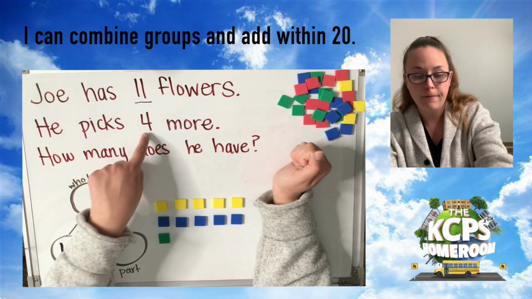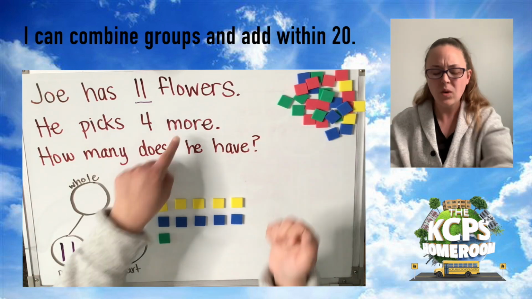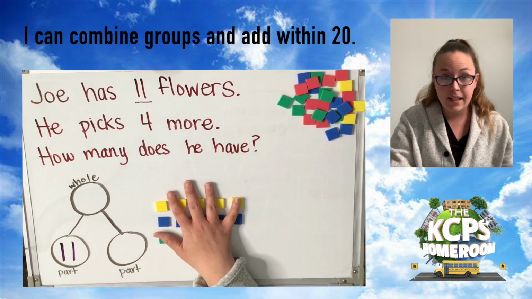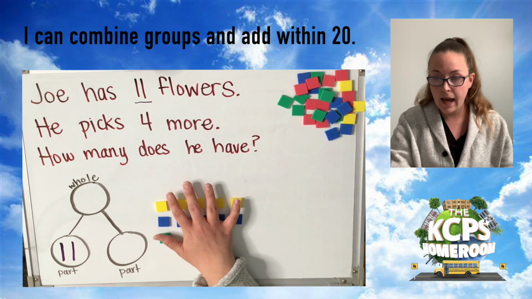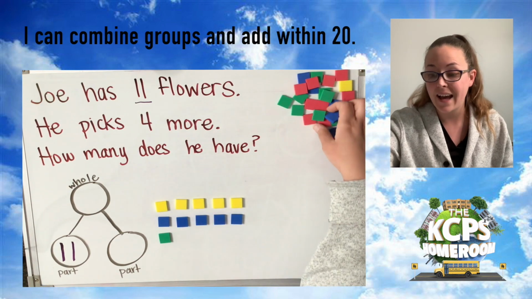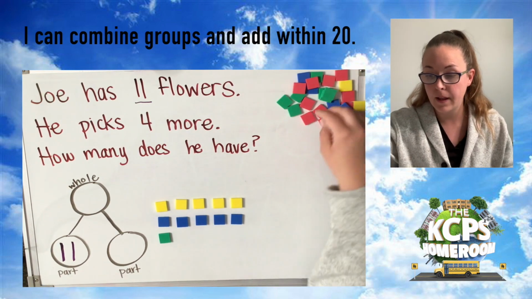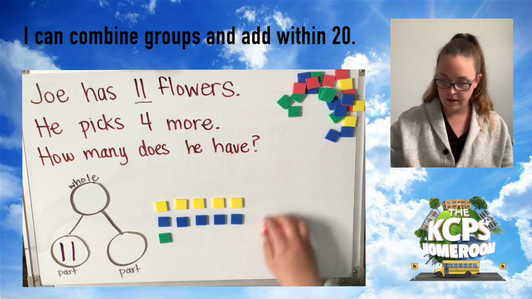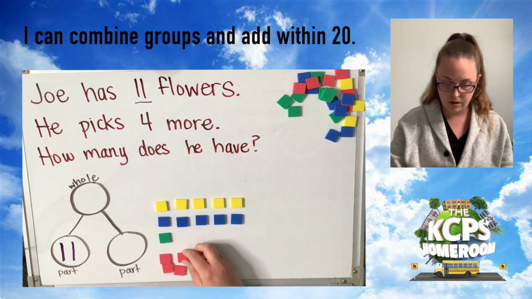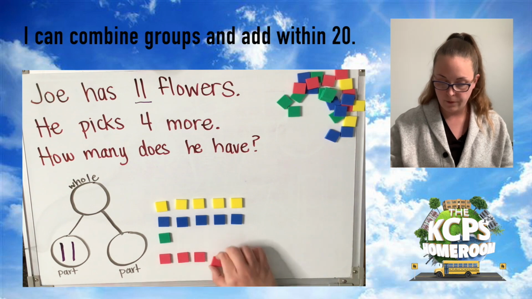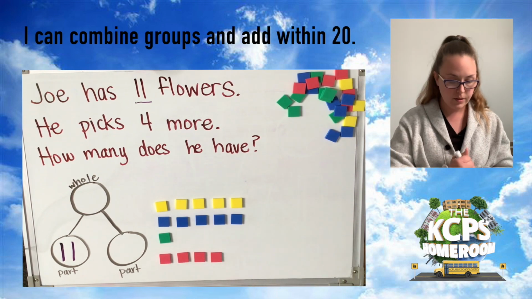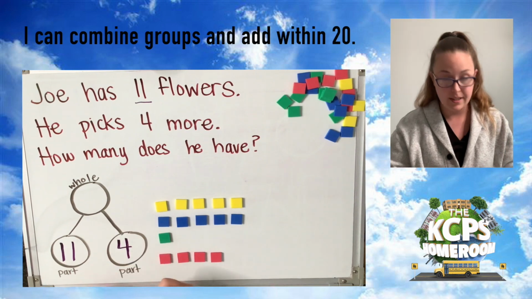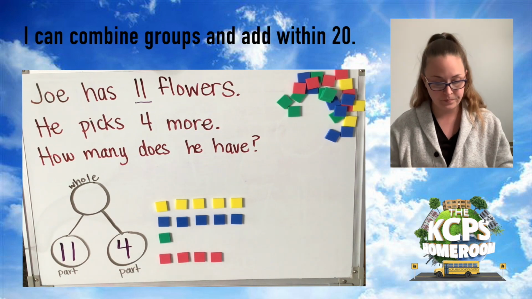He picks 4 more. What does that mean, 4 more? That means that these counters represent the flowers he has and that we need to add another group of flowers. So here I have 4 counters. So 1, 2, 3, 4. And I'm also going to write 4 here in the bottom to represent the other part we have.